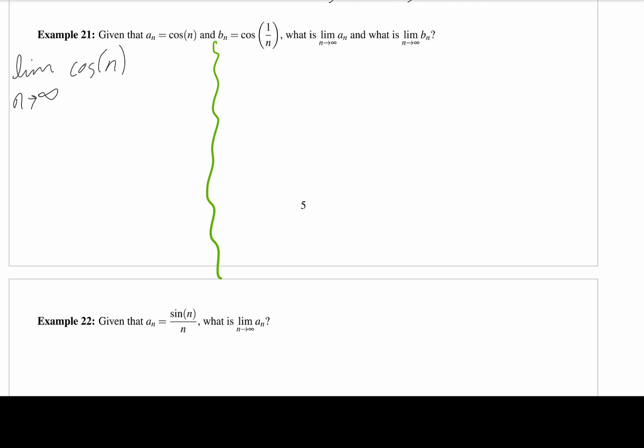Now if I had something that was like, say, n pi, or n plus pi over 2, that would be fine because our terms would always be equal to 0. But when it's something like just cosine of n, then this is going to be oscillating, so we can say that the limit does not exist due to oscillation.